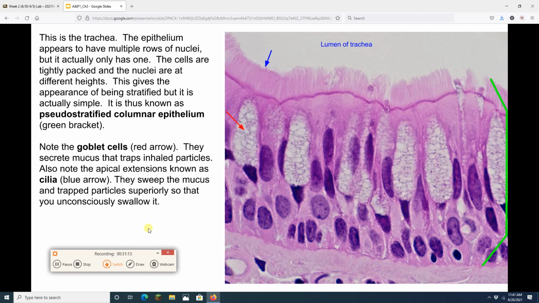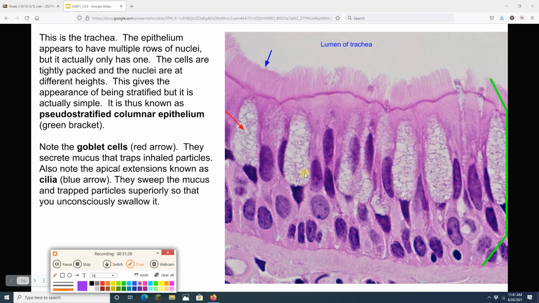What we're looking at here is the trachea. The lumen of the trachea is up here. Here is my epithelium. The green bracket is my epithelium. What I can see here is, what do I got? I got nucleus, nucleus. Do I have layers? It looks like I have layers.